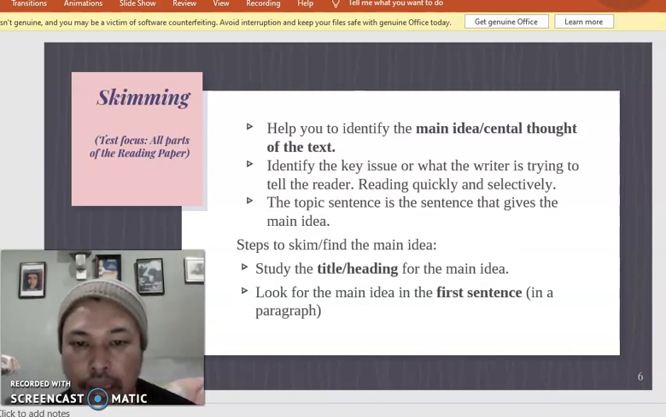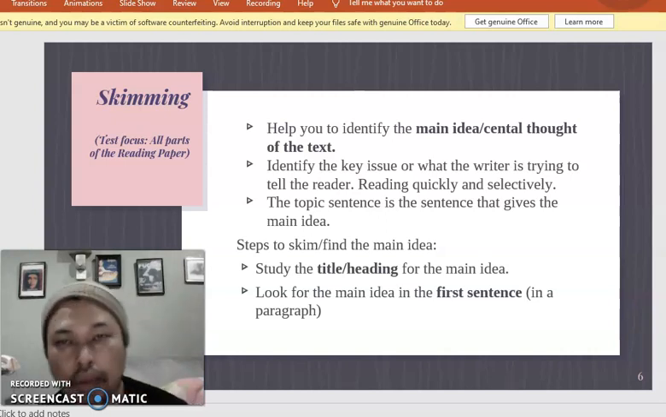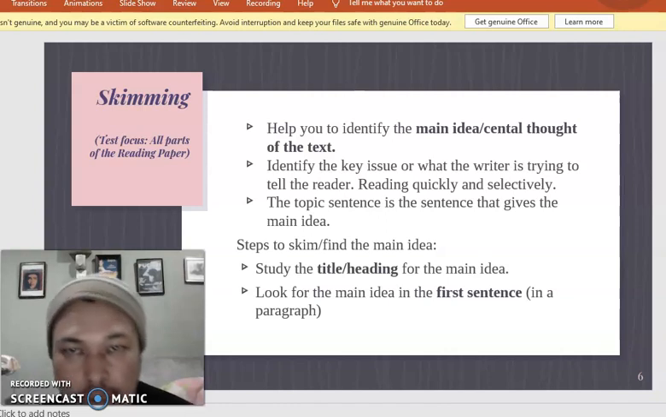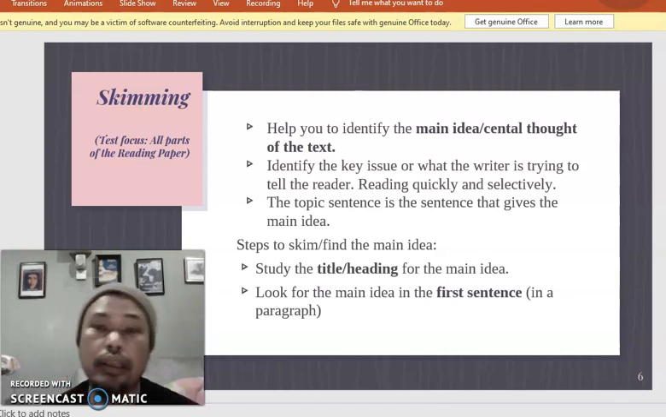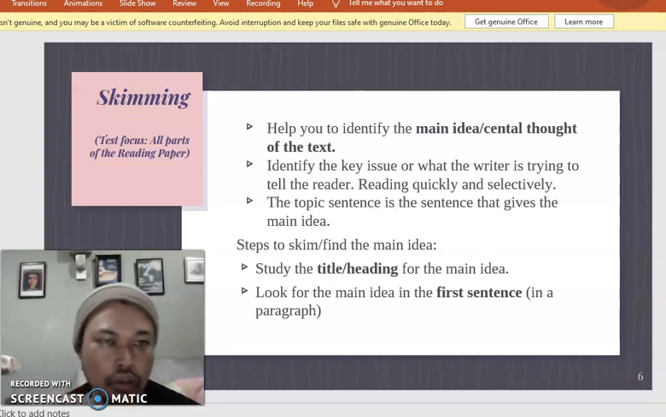The next one is skimming. Skimming helps you identify the main idea, the central thought of the text, the key issue or what the writer is trying to tell the reader. It is reading quickly and selectively. The topic sentence gives you the main idea. To skim and find the main idea, study the title and heading, and look at the first sentence of the paragraph. Usually the idea of the paragraph comes in the first sentence, if not, the second sentence. The others are usually elaboration, like when you are writing. The first sentence or topic sentence usually encapsulates what you are talking about in that paragraph.